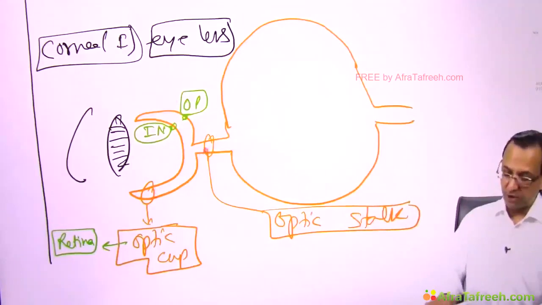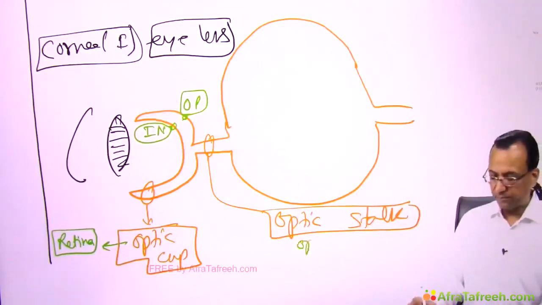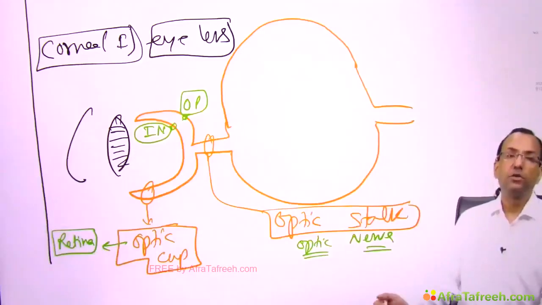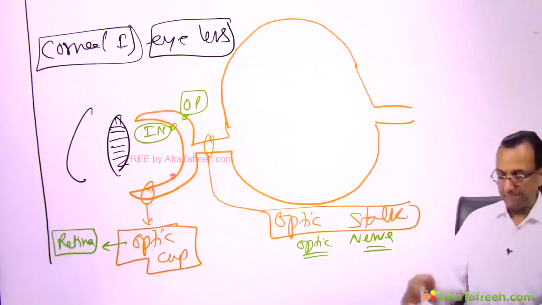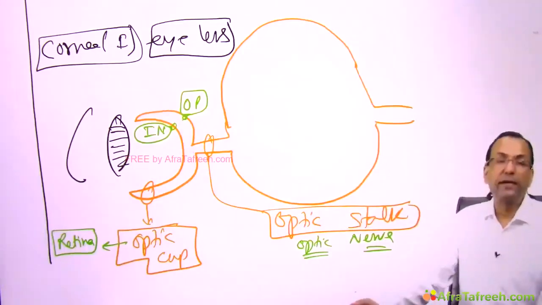And what will the optic stalk form? The optic stalk will form the optic nerve. So this is the optic stalk which is forming the optic nerve, and this is the optic cup which is forming the retina, two layers. Right. Okay, fine. Then let us proceed further.